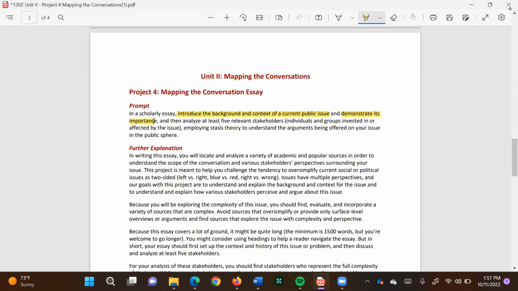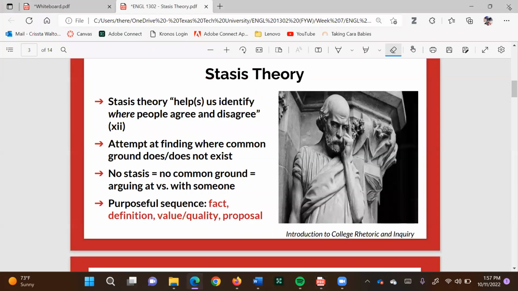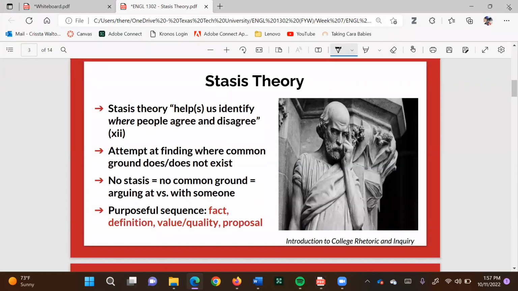The next thing you want to do is analyze at least 5 relevant stakeholders while employing stasis theory. So let's talk about stasis theory for a little bit. You've read about stasis theory in the textbook, but here's a quick rundown of stasis theory for your Mapping the Conversations essay. Stasis, as you might think, means common ground. So essentially what you're looking to see is, do the stakeholders have common ground or not? It helps us identify where people agree and disagree.